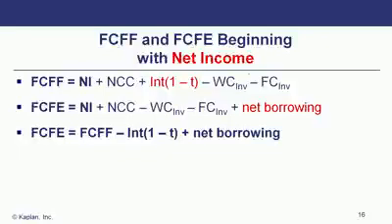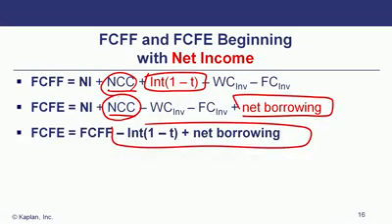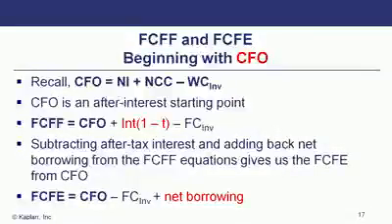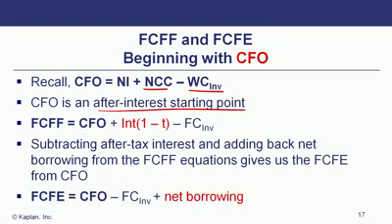So free cash flow to the firm, you see these are the formulas. Notice the main difference here is breaking out these pieces right here. All right? Now, free cash flow to the firm, free cash flow to equity, beginning with cash flow from operations. You'll notice if I remember, cash flow from operations is your net income plus any non-cash charges minus any change in working capital, and it's an after-interest starting point. So essentially, free cash flow to the firm is cash flow from operations, plus interest times 1 minus tax rate, minus any capital expenditure or fixed capital investment. And subtracting after-tax interest and adding back net borrowing from the free cash flow to the firm equation gives you free cash flow to equity.